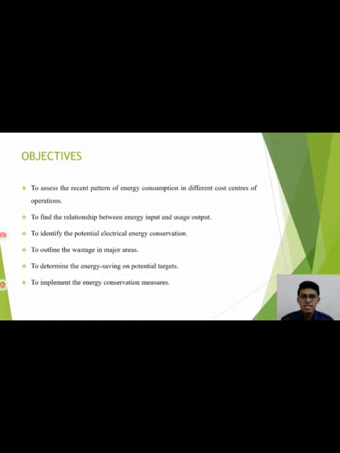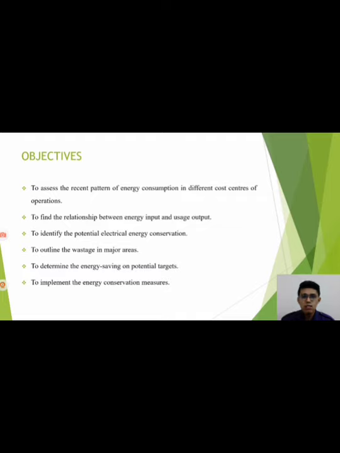There are 6 objectives for this case study. Number 1 is to assess the recent pattern of energy consumption in different cost centers of operation. Number 2 is to find the relationships between energy input and usage output. Number 3 is to identify the potential electrical energy conservation.